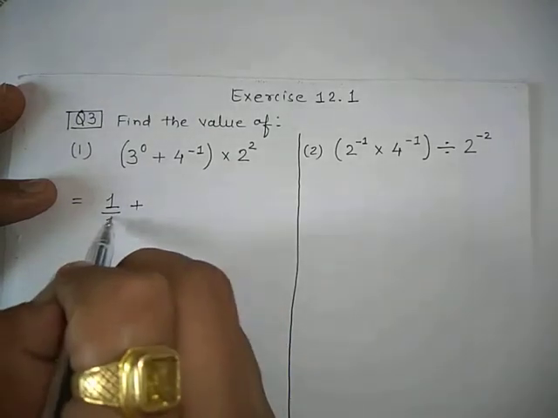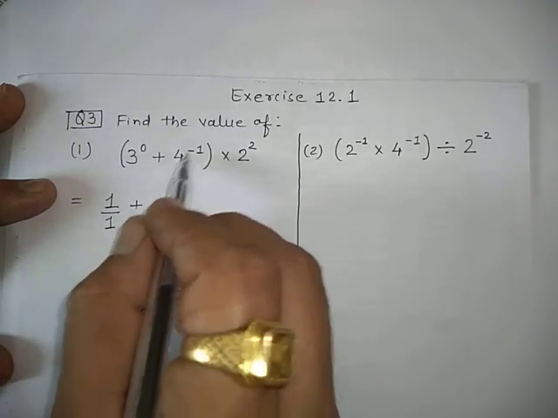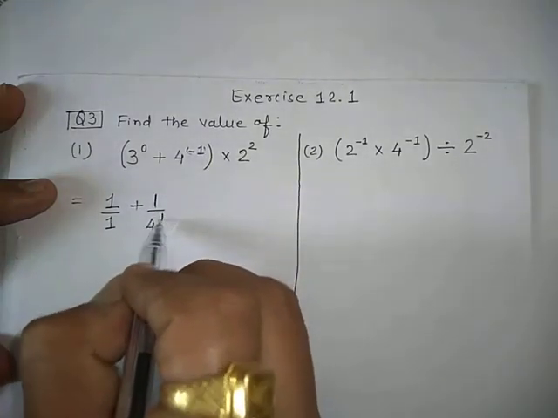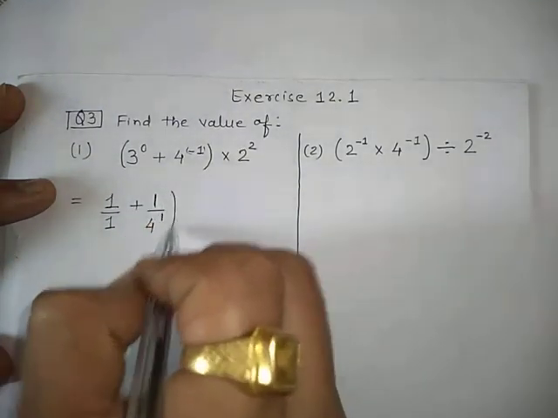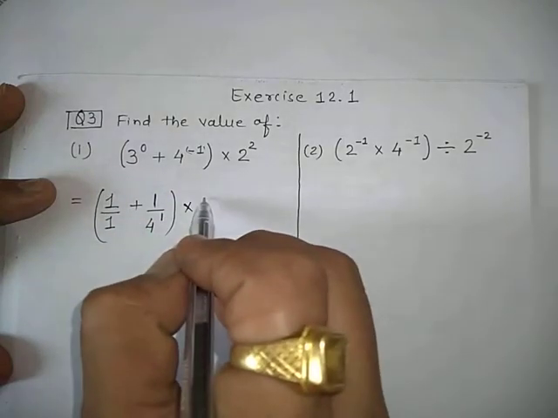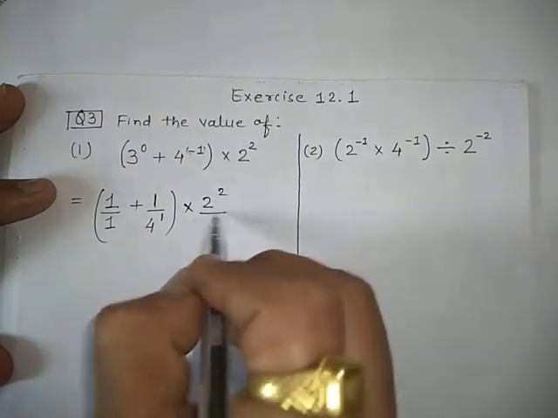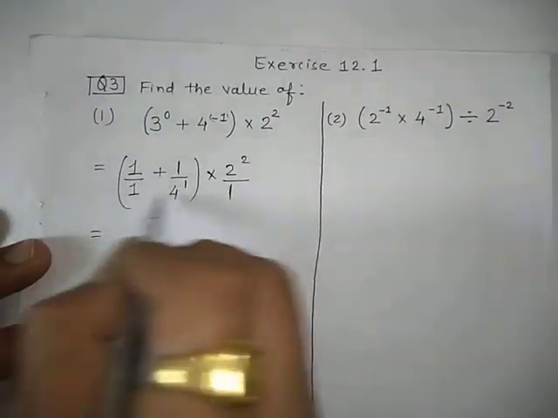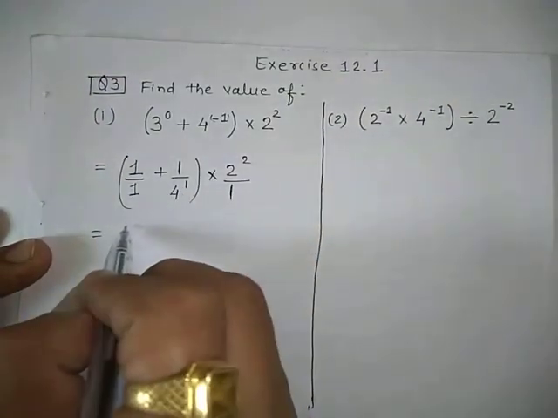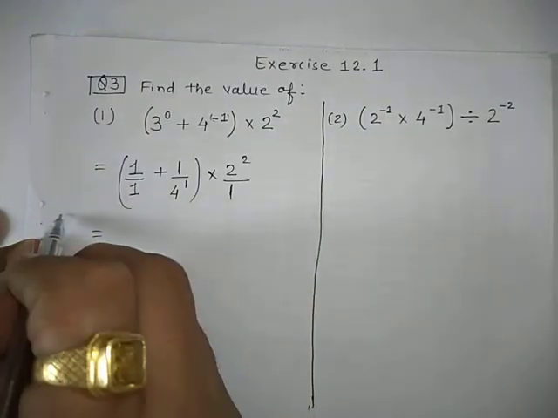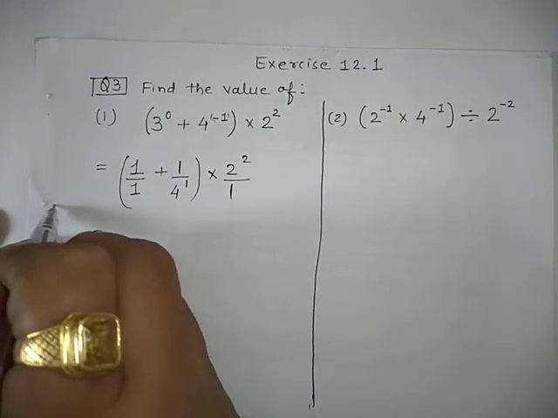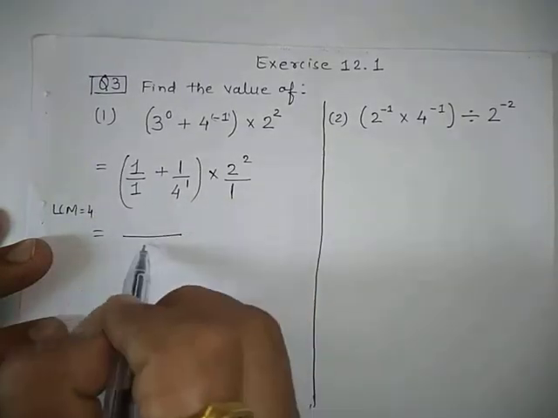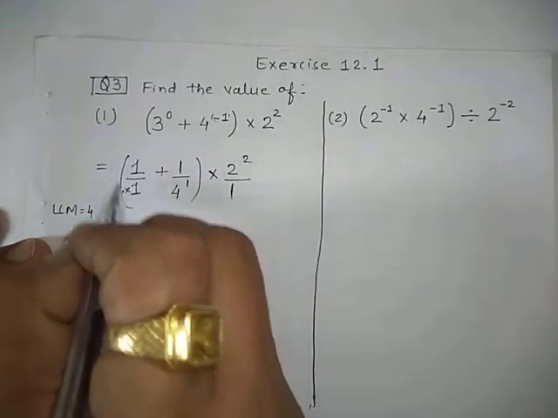So 1 upon 1 we can write, and this negative power we can make positive like this. The multiplication sign is given outside the bracket, 2 raised to 2 and no denominator, that means 1. Then here there is 1 power, that means 4. So we have to find the LCM. LCM of 1 and 4 will be 4.